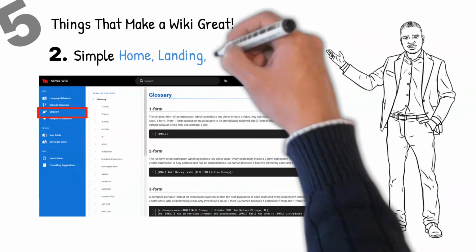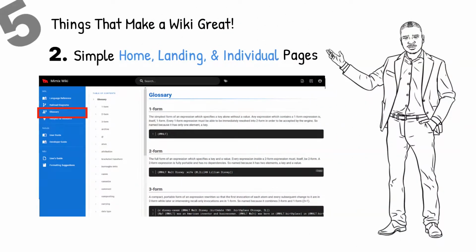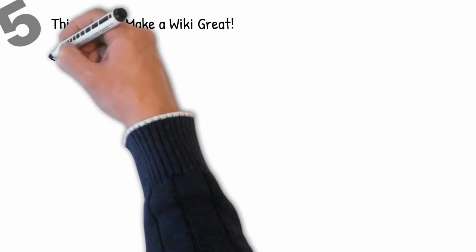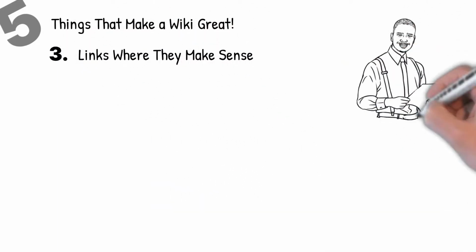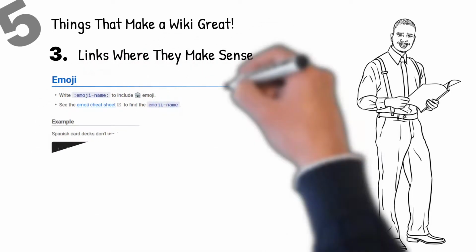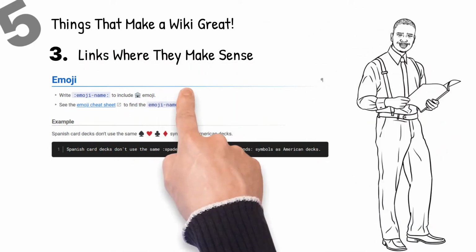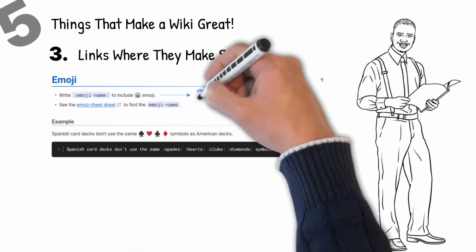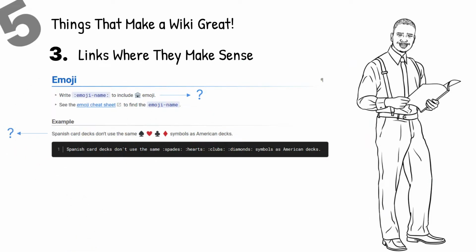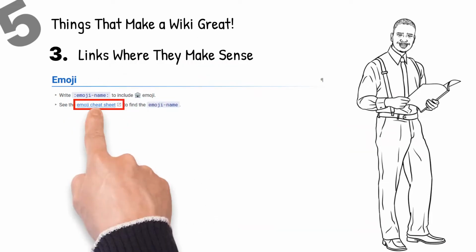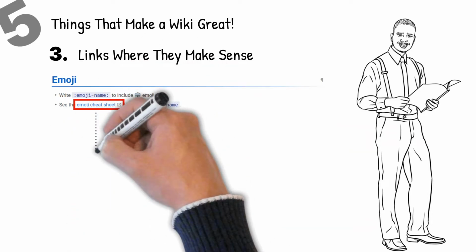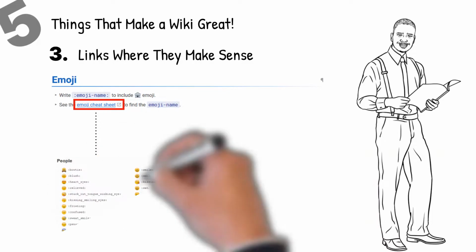Landing pages and individual topic pages should be somewhat self-contained so that people can share complete coverage of the topic. The next thing every great wiki must have is links where they make sense. And that's a really important point, making sense. You could spend a lot of time linking everything to everything, but that wouldn't really help your users. A good linking strategy is to link to deeper information when the link isn't already on the primary navigation.